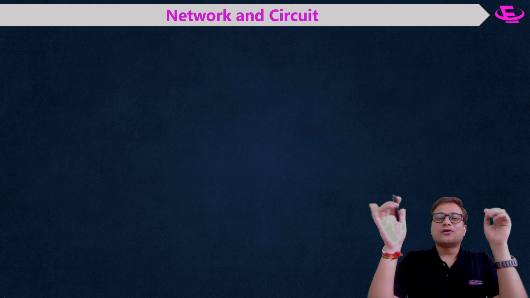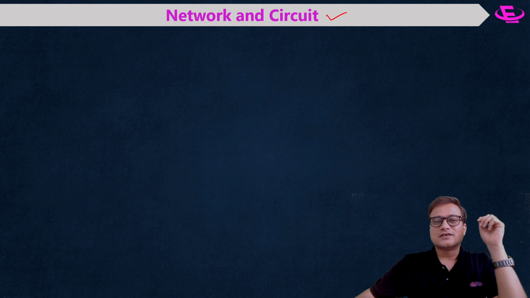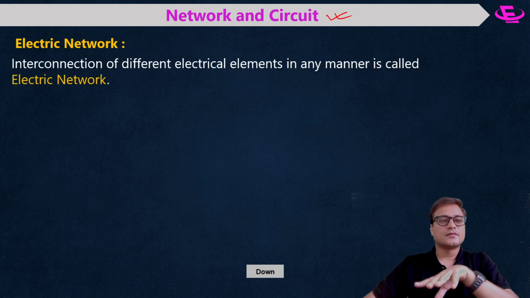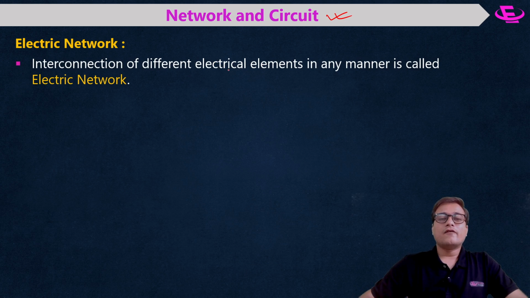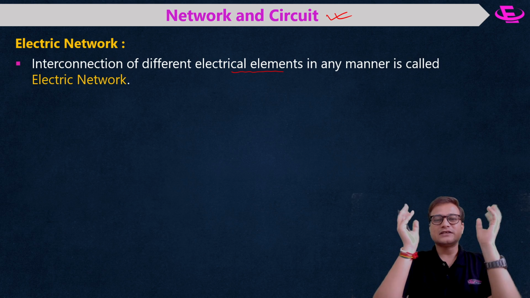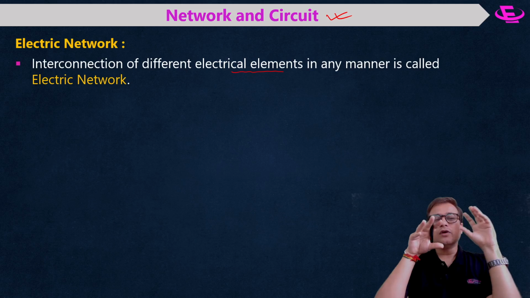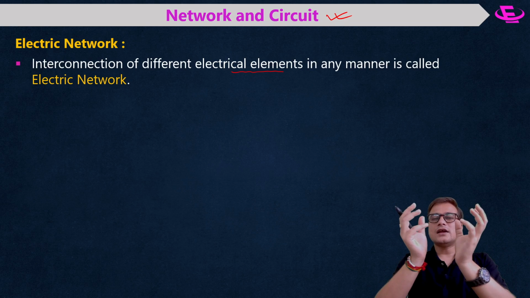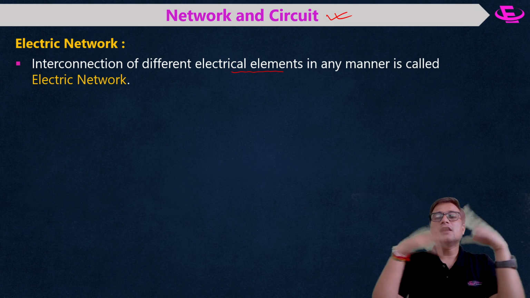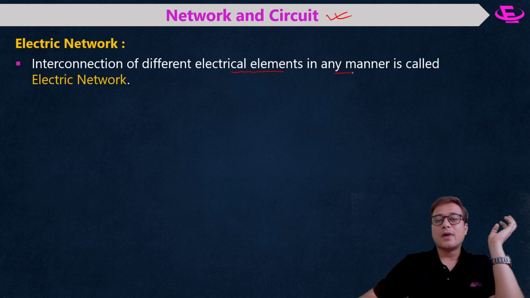So let's start with network and circuit. What do you mean by network and circuit? So let us see electric network. Interconnection of different electrical elements. Suppose you have many, 10, 15, 20, electrical elements in your hand. Now if you interconnect them, that means you are connecting the elements with each other in any manner. That, in any manner, is called an electric network.